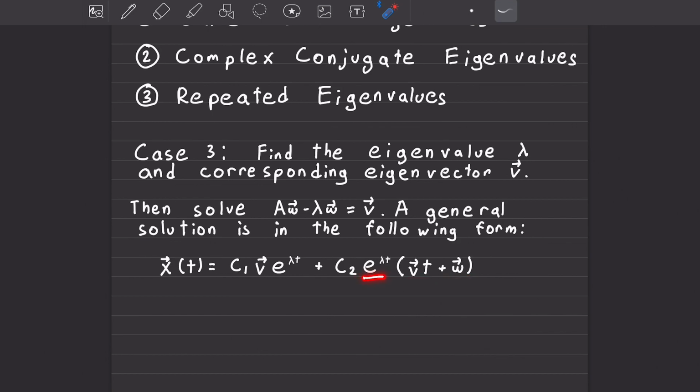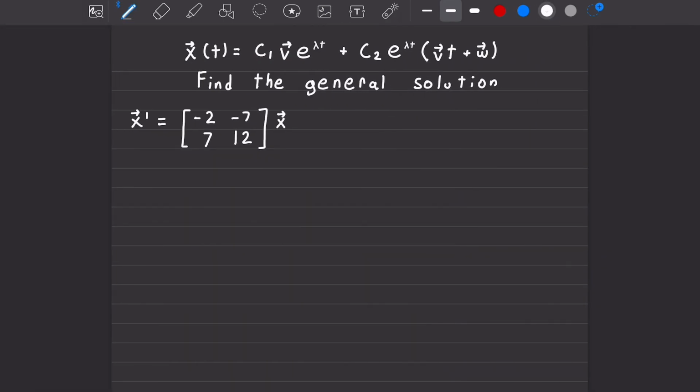This is a little bit reminiscent of what we did with our second order constant coefficient linear differential equations, where you do t e^t and e^t, but we have this additional little thing as well. So that's pretty much all there is to it. Let's take a look at some examples that'll really make this more concrete.